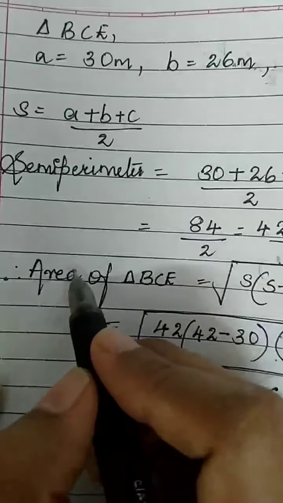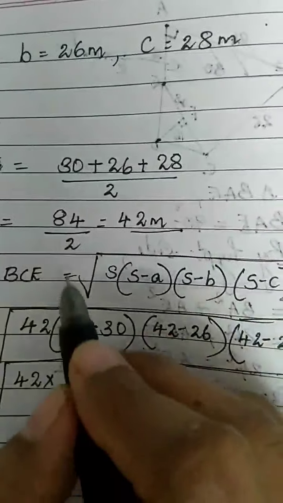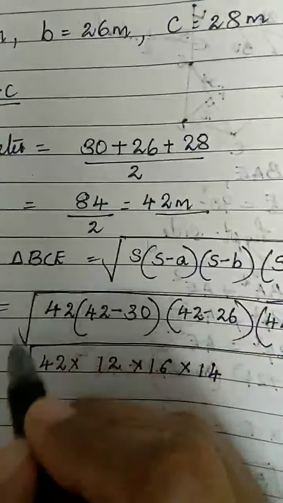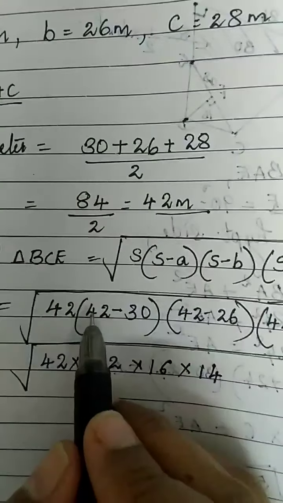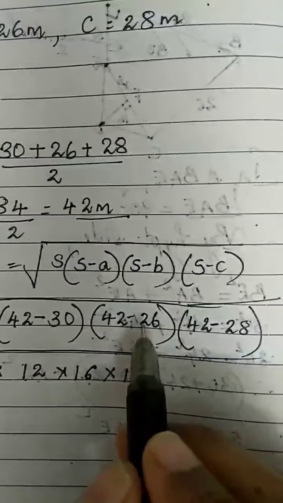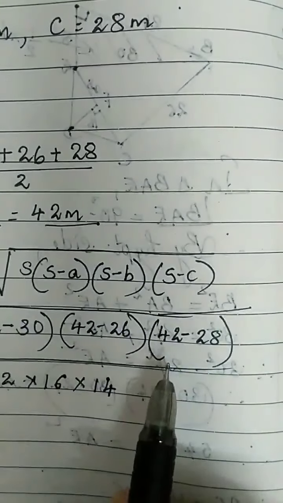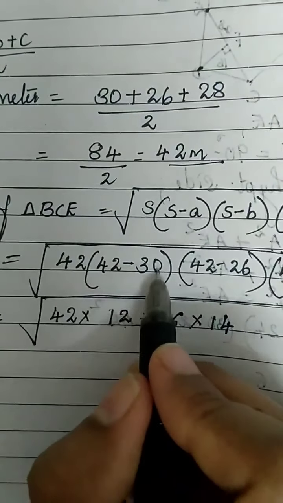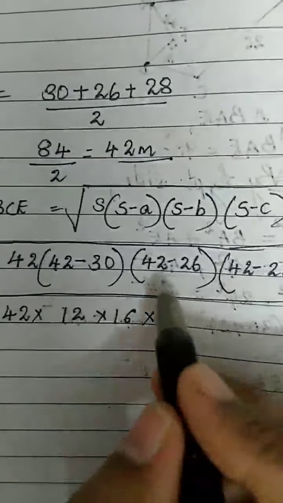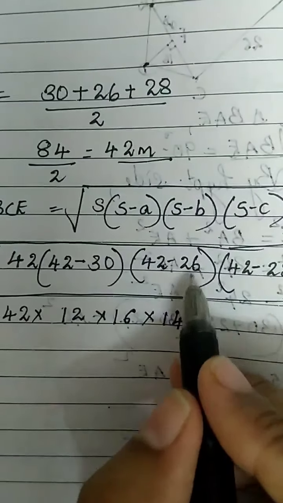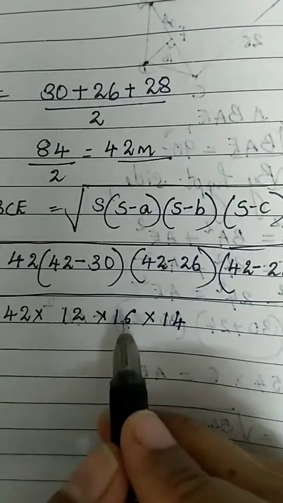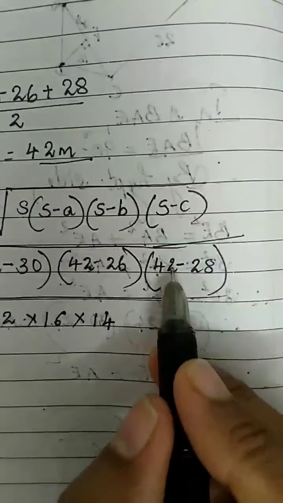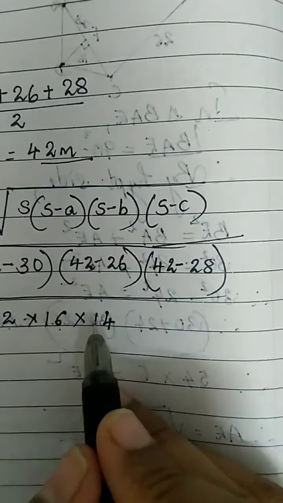Now we will find out area of triangle BCE. Formula: root of S minus A, S minus B into S minus C. Then square root of S, we got 42, 42 minus 30, 42 minus 26 and the third side is 28, so 42 minus 28. So 42 into 42 minus 30 will be 2 minus 0, 2 and 4 minus 3, 1. 42 minus 26, this will be 12 minus 6, which is 6, and 3 minus 2 is 1. And this is 12 minus 8, 4 and 3 minus 2, 1.